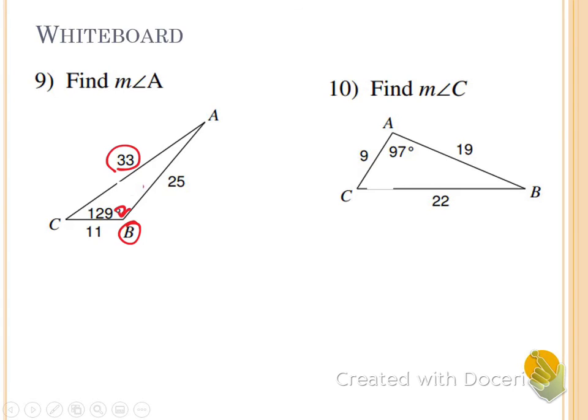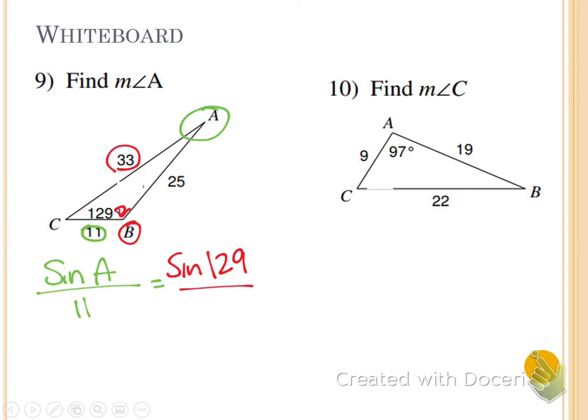We want to find angle A, which is across from 11. So we're going to do sine of angle A over side A, which is 11, set equal to sine of our known pair, so sine of 129 over 33. Multiply both sides by 11. Type it all into your calculator. Remember, you want to leave it in your calculator. Let your calculator do the hard work. So sine of 129 is in the numerator, 33 is in the denominator, times 11.